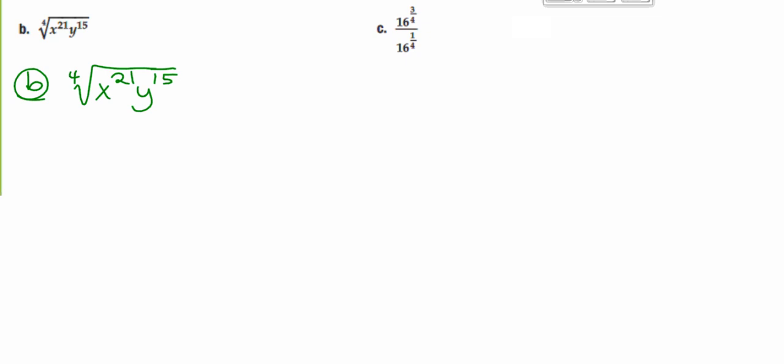Pardon? This is, yes, 3B. We could do it like that, but we want to kind of experience this fraction. And think about the fact that if I have an improper fraction, I can change that kind of into a mixed number, and then that whole part, that is the whole number, is going to be outside of the radical, and then that fractional part that's left over will be inside the radical. So first of all, I'm going to just rewrite these as fractional exponents. So that's x to the 21 over 4 and y to the 15 over 4.